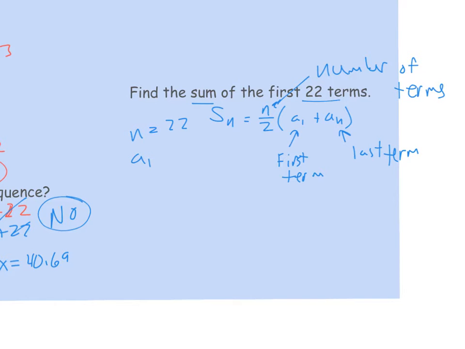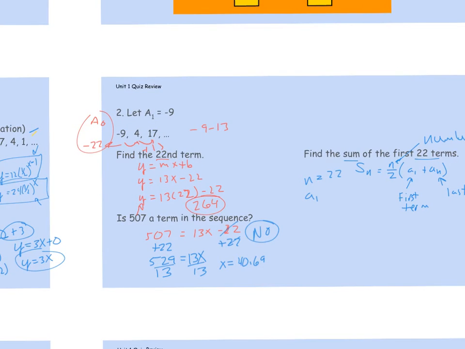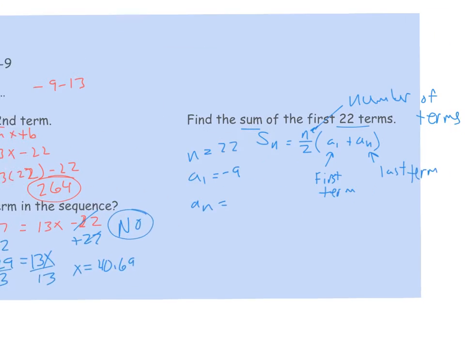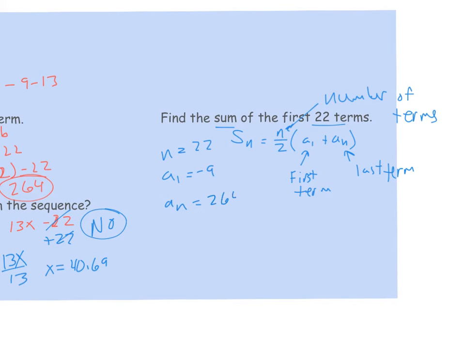A sub 1 was my first term, I think that was negative 9. A sub n is the last term, and we found the 22nd term to be 264. So what do we have here? S sub n, the sum. They call it a series, but anytime you want to add up all terms, it's a sum. n is 22, so 22 over 2 times negative 9 plus 264.